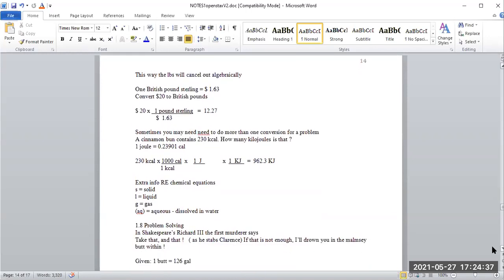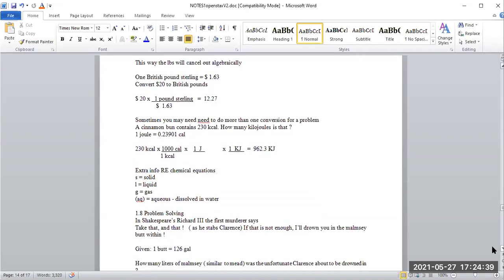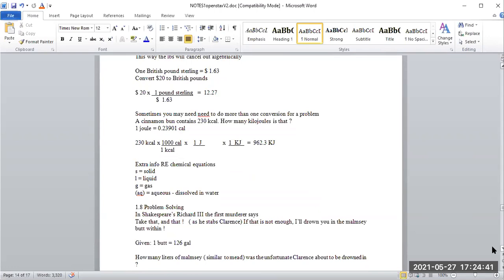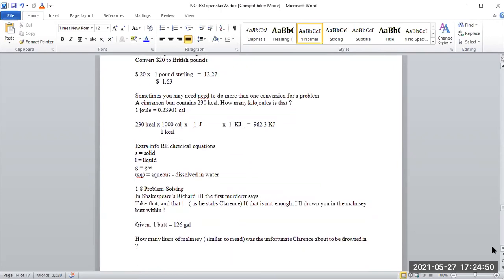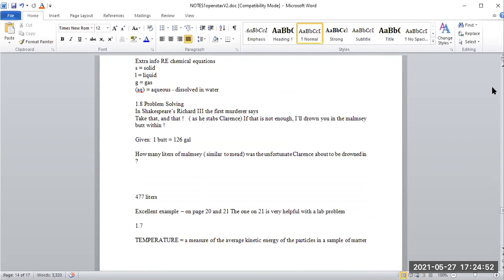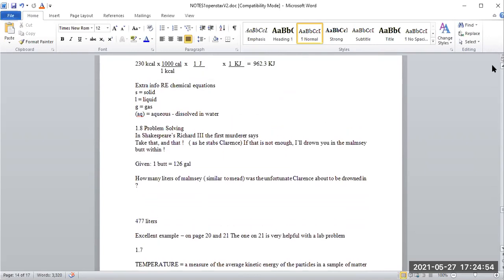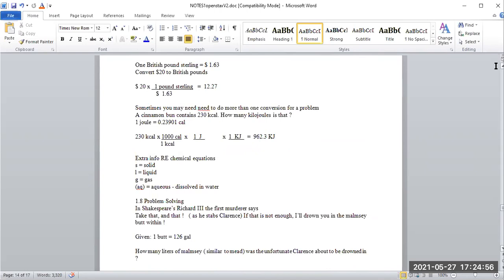Now, some of the things that you are liable to do are more than one step. And I just realized I did something weird here, that I deleted one of my conversions. All right, let me go back and see if I can fix this.